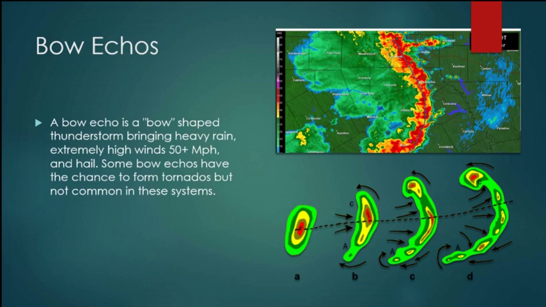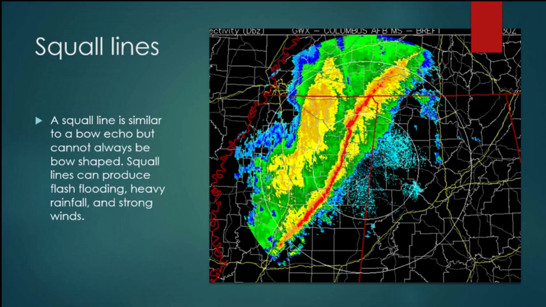Bow echoes. A bow echo is a bow-shaped thunderstorm bringing heavy rain, extremely high winds, 50 mph plus, and hail. Some bow echoes have the chance to form tornadoes, but it's not common with these systems. Squall lines. A squall line is similar to a bow echo, but cannot always be bow-shaped. Squall lines can produce flash flooding, heavy rainfall, and strong winds.